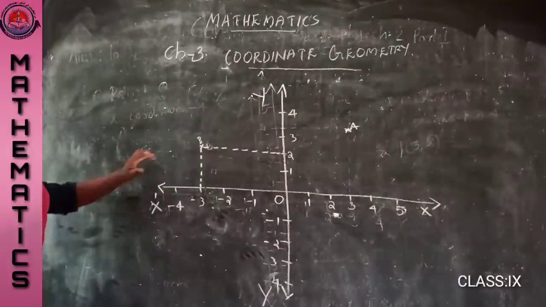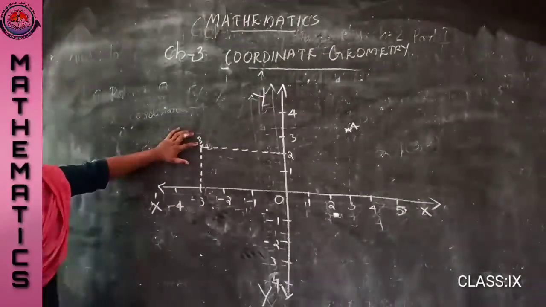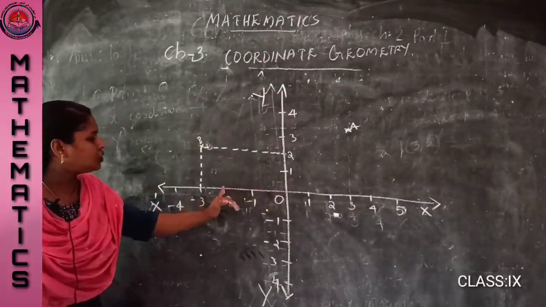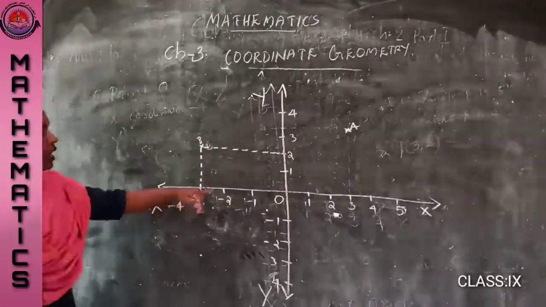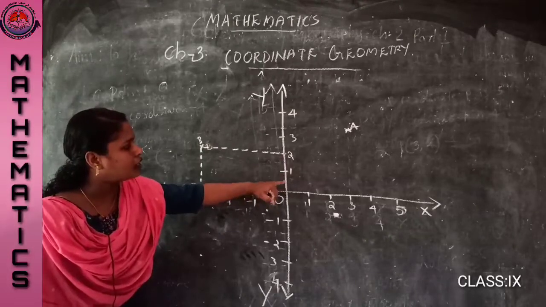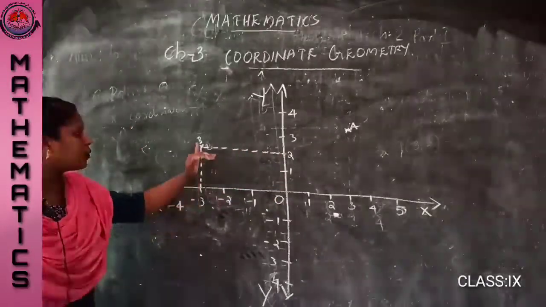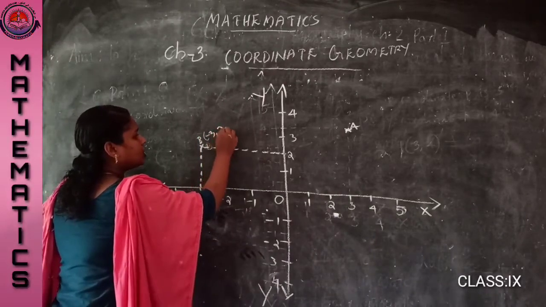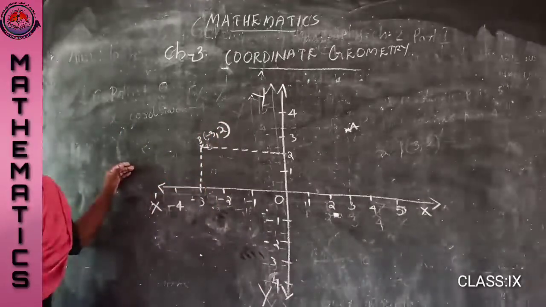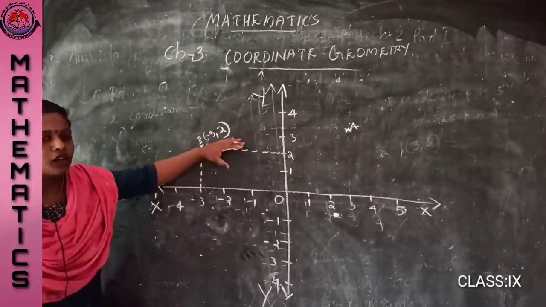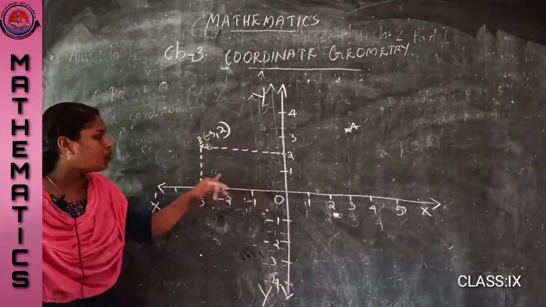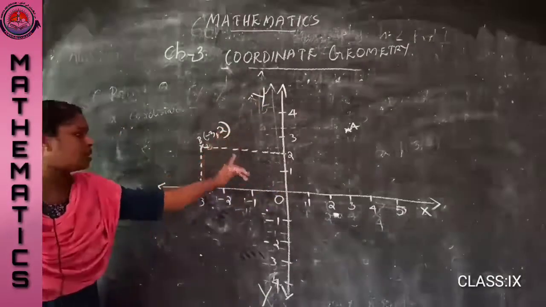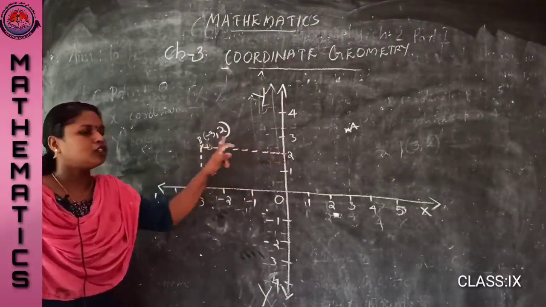Okay, then the coordinates of B: on the x-axis it is 1, 2, 3, negative 3, and on the y-axis it is 1, 2. So coordinates of the point B is (-3, 2). It is in the second quadrant, therefore x coordinate will be negative and y coordinate positive, (-3, 2).